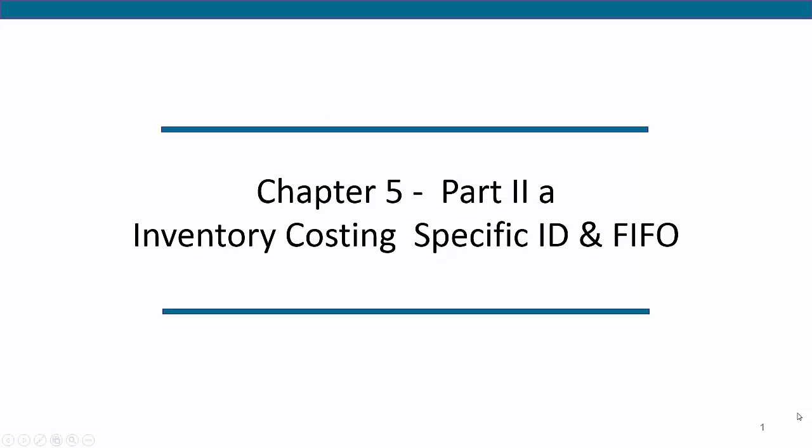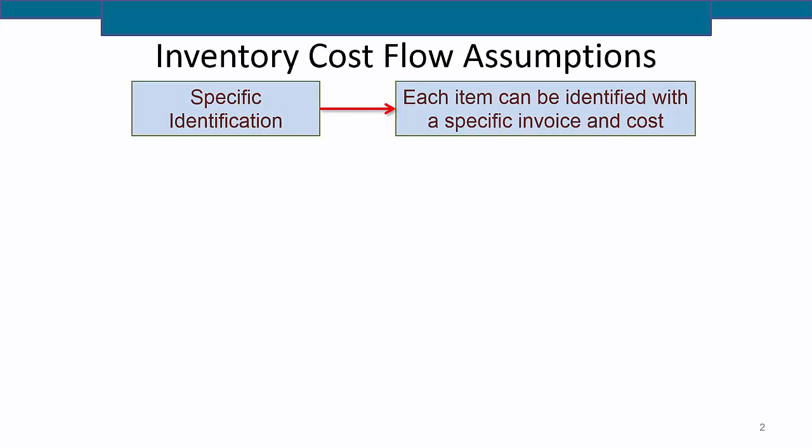Hi again. Let's get started with Part 2A of Chapter 5, where we start a comprehensive example of our four costing methods. As we discussed toward the end of Part 1, when identical units of inventory are purchased at different costs, a question arises about which amounts we should record in cost of goods sold and which amounts remain in inventory. Now, four methods are commonly used to assign cost to inventory and to cost of goods sold.